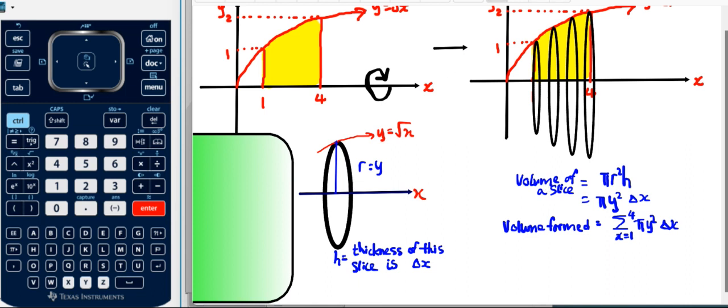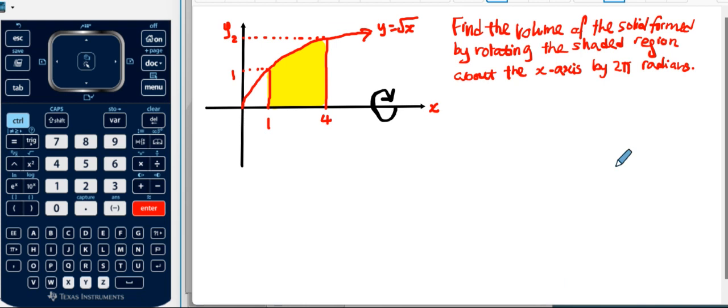And if you allow the delta x to go to 0, then the volume is going to be simply the integral from 1 to 4 of pi r squared, which in this case is pi y squared delta x. The delta x becomes dx, so this becomes integration with y squared. So let's see how this can be used.